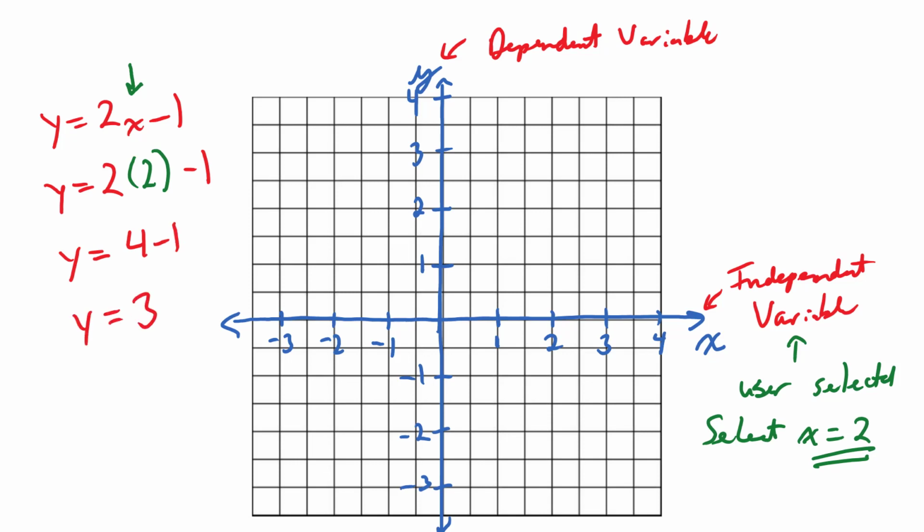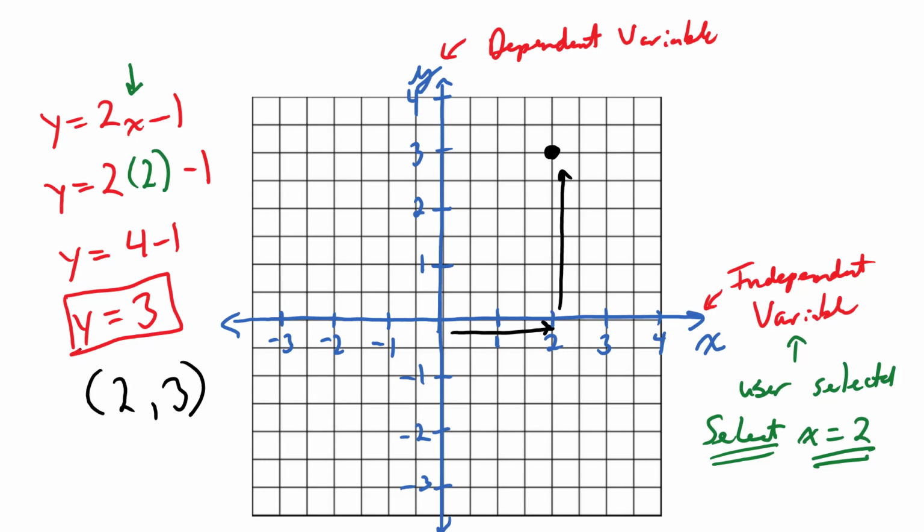So here I'm going to get a data point. X is 2, y is 3. Let's plot that on my graph now. So I'm moving over 2 and up 3, right there. So we had an x and a y value here. We selected the x, and depending on what we selected for x, we solved for y.